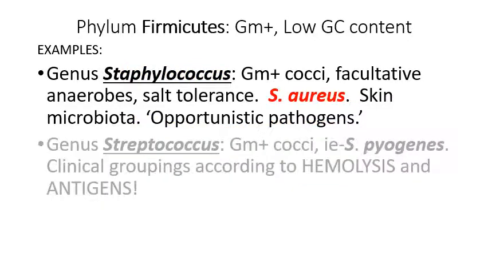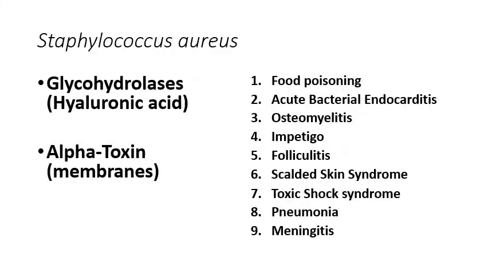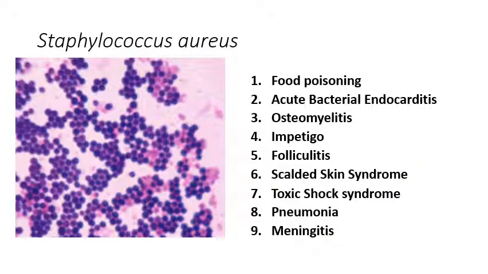Starting with Staph aureus, a few words about it. It produces glycohydrolases that destroy hyaluronic acid, and an alpha toxin as well. Under the right circumstances, Staphylococcus aureus can cause all of these problems over here on the right: food poisoning, acute bacterial endocarditis, osteomyelitis, and you should memorize these diseases well enough to recognize them on an MCQ question as well. So this is what it looks like. Of course, it is a Staphylococcus, a gram-positive Staphylococcus.